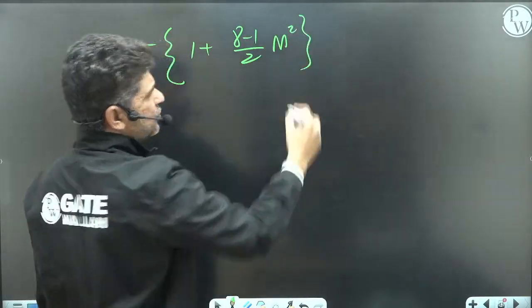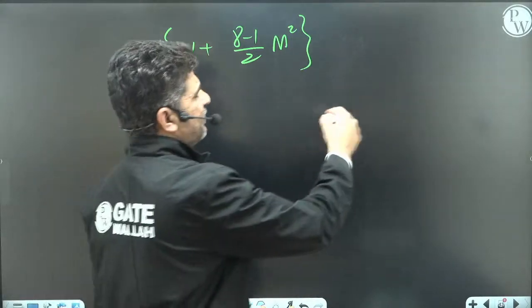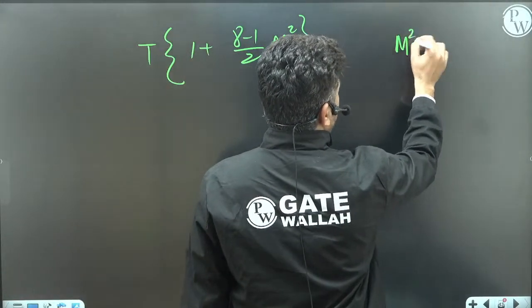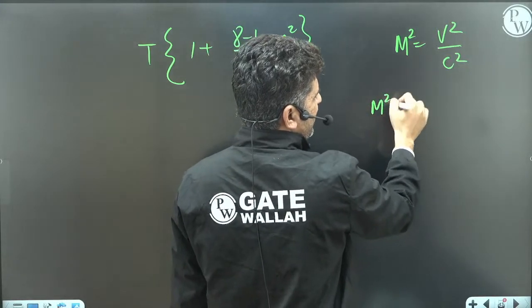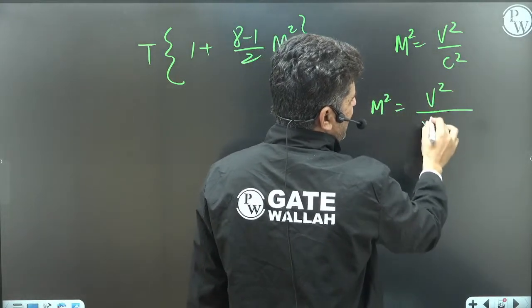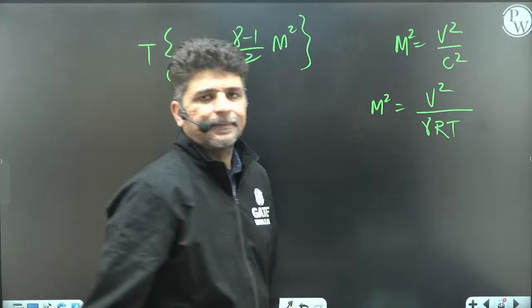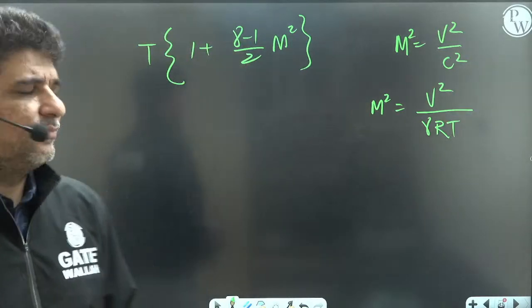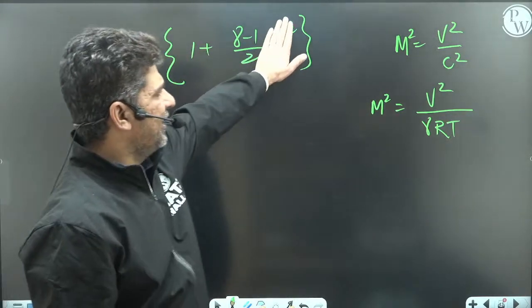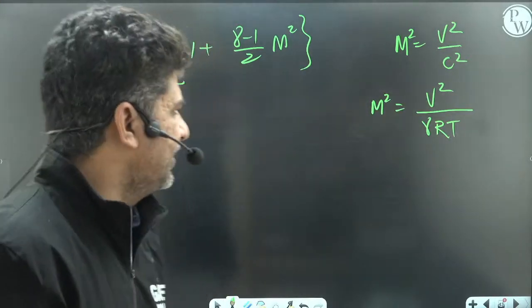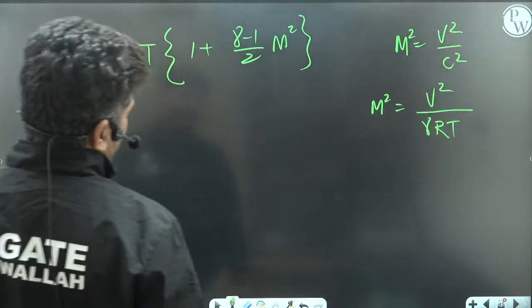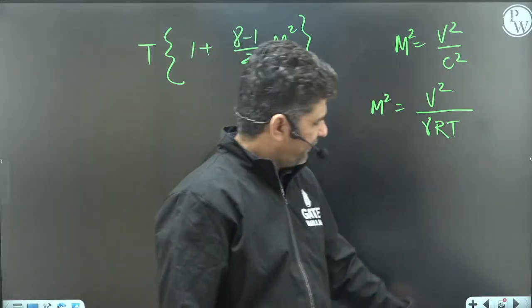M square also you can calculate, and M square is equal to V square divided by C square, and C square you know is written as gamma R T. So you can solve it like this as well, V square divided by 2 gamma R T. ठीक है? Understood? Okay, very good.